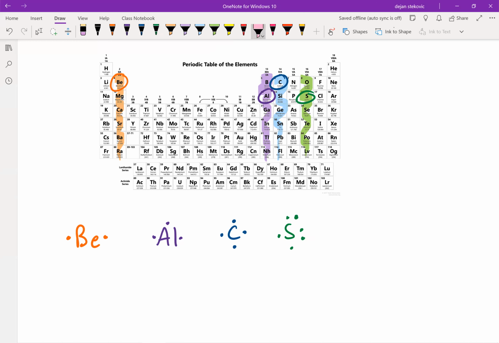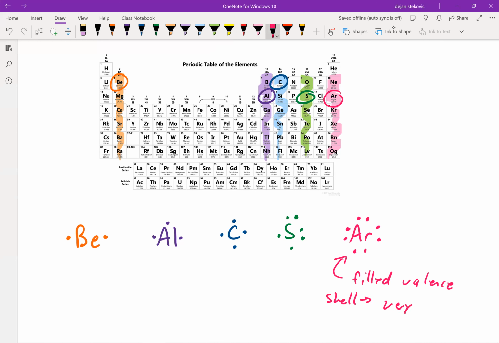And then if we think about what our elements at the end of the day want to be, they all kind of want to be these noble gases. So let's take an example from there. Let's say argon. 1, 2, 3, 4, 5, 6, 7, 8. So this one right here, argon, has a filled valence shell. Which is very stable. Right? It's very low energy, and it's generally what things want to achieve.